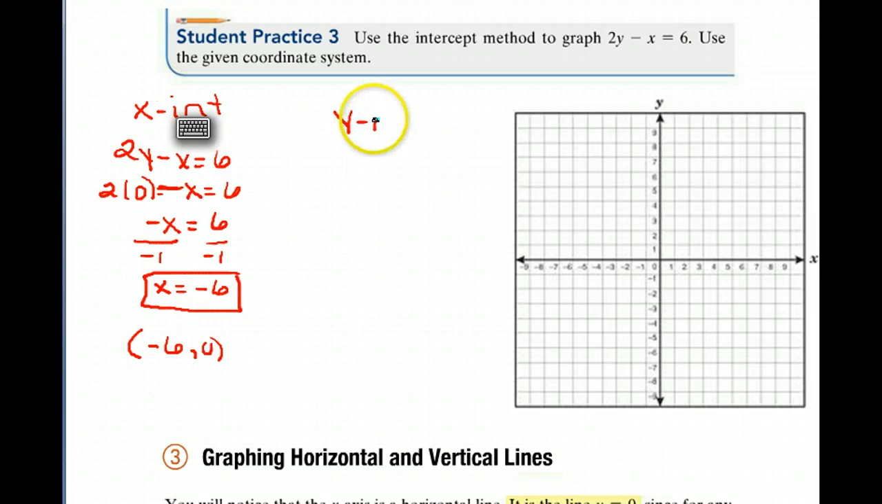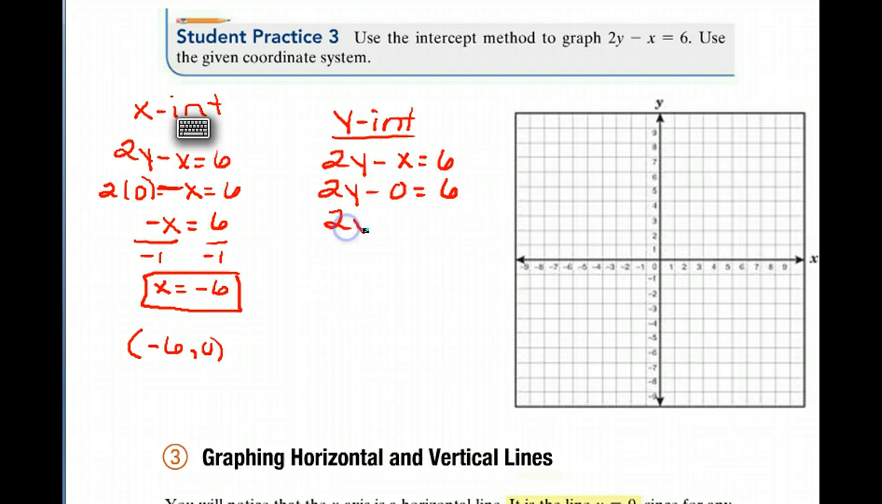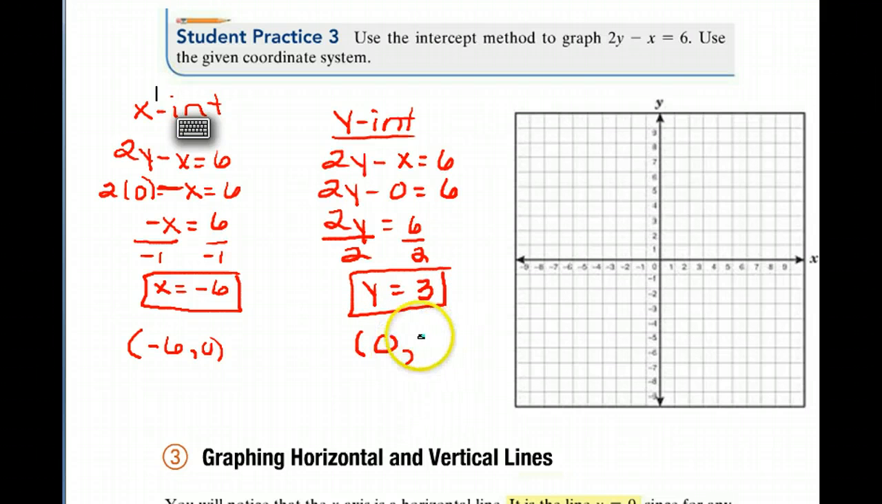To find my y-intercept, I have to allow my x value to be 0. So I'm going to plug 0 in for x and solve for y. Divide both sides by 2, and y equals 3. That means that the ordered pair that represents my y-intercept is 0, 3. At this point, you should now be ready to graph using your intercepts. So you're going to put a point at negative 6, 0 and a point at 0, 3, and draw your line through your intercepts.